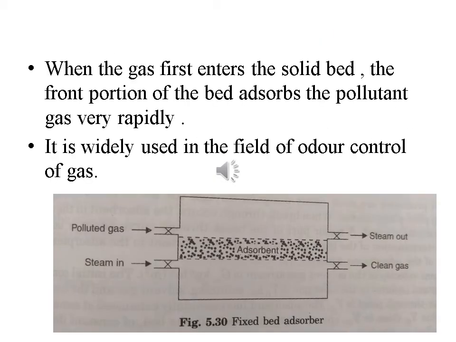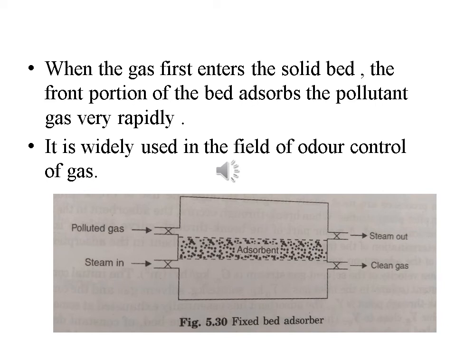As for the working principle of this fixed bed adsorber, the gas first enters the solid bed. The front portion of the bed adsorbs the pollutant gas very rapidly, and only a little amount is taken up by the deeper layer of the bed. The gas initially leaving the bed is almost completely free of the pollutant. After a period of time, the layers of solid at the entrance become saturated with the adsorbed gas, and the zone of active adsorption moves deeper into the bed.